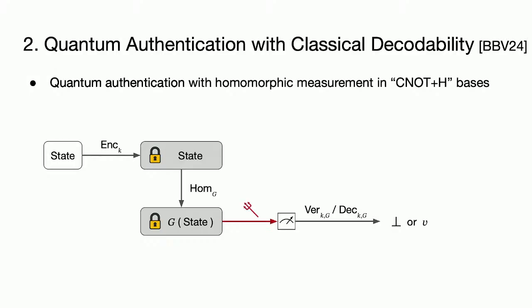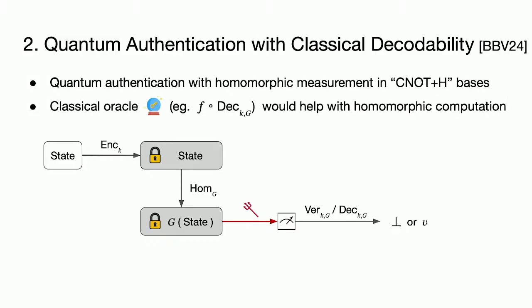And their scheme also comes with the classical verification algorithm that detects invalid measurement results. So here we will always assume that the classical decoding algorithm first performs the verification and only decodes if the verification accepts. So for such a scheme, there's a way to homomorphically perform the computation that we've shown before. And this can be done if the evaluator holds a classical oracle, which computes a classical function composed with decoding in the G basis.